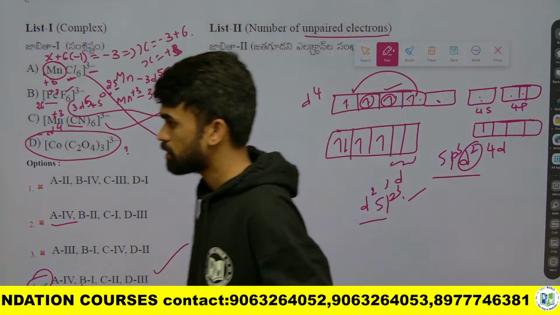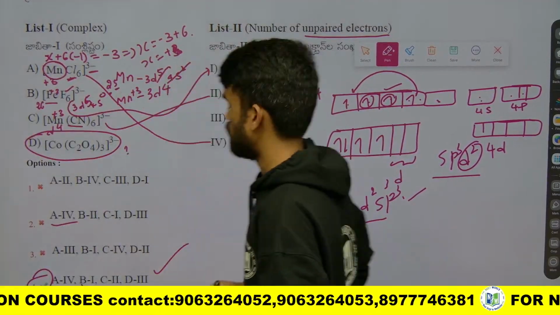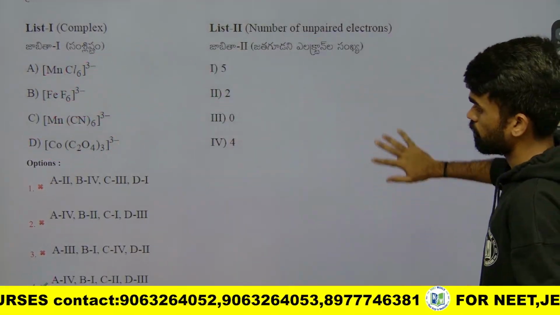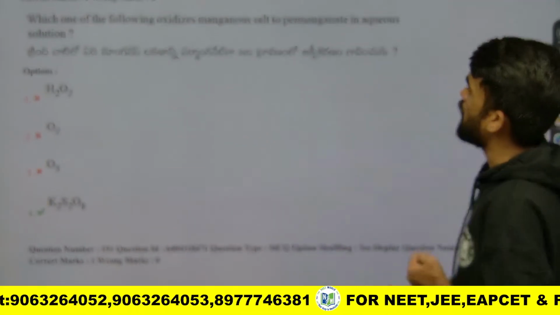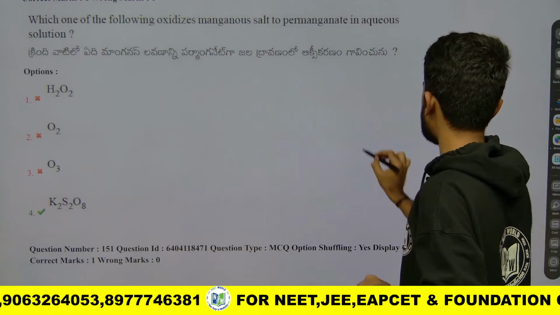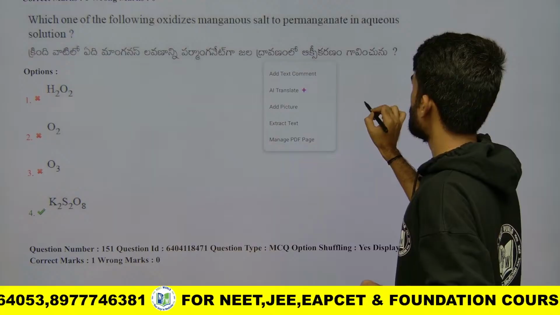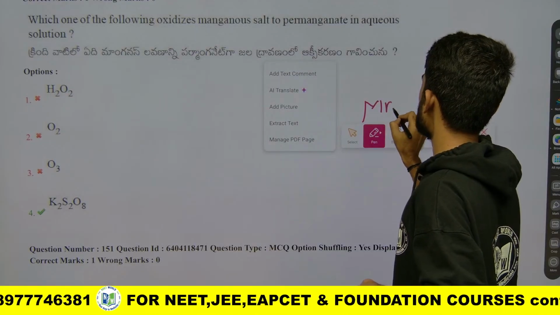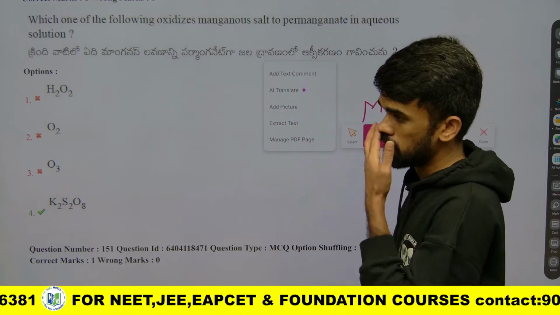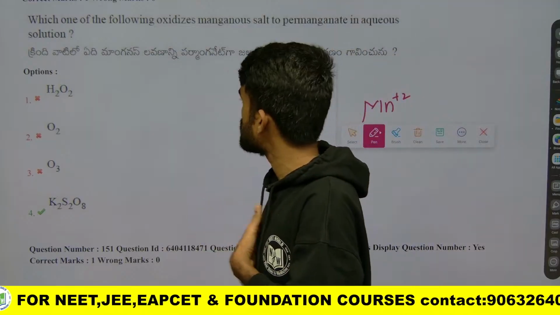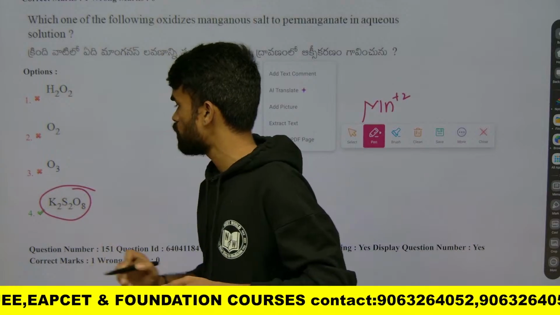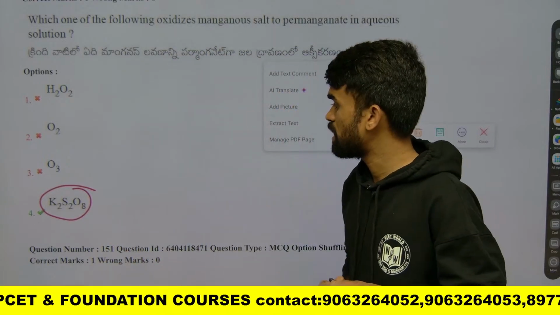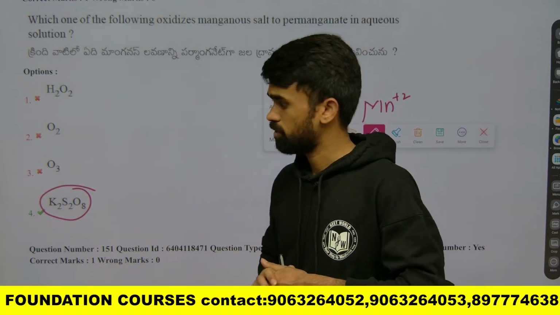Then next, let us move further. Here we have, which one of the following oxidizes manganese salt to permanganate? See, manganese salt here should be Mn+2, right? So Mn+2 salts. To oxidize this Mn+2 we require a strong oxidizing agent like K2S2O8, which is a very strong oxidizing agent.